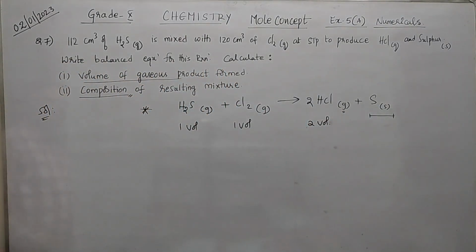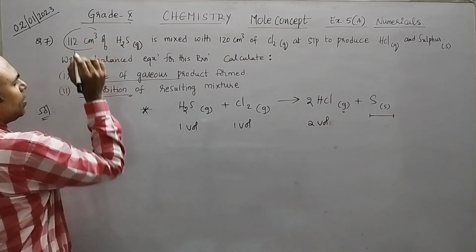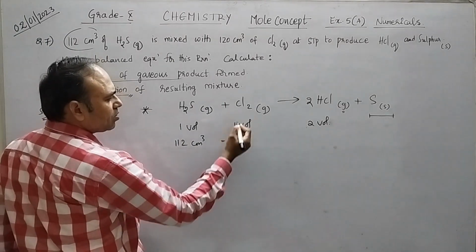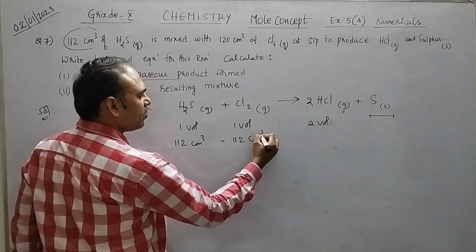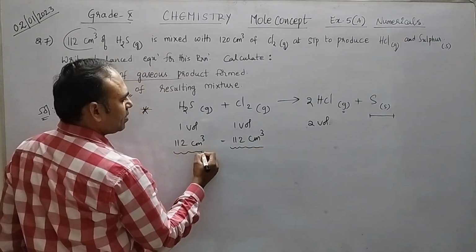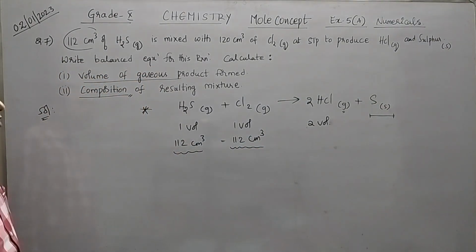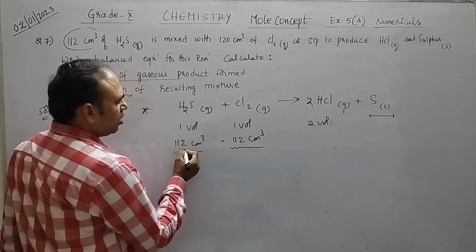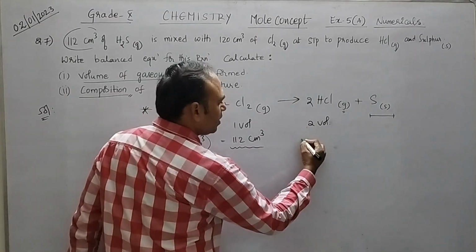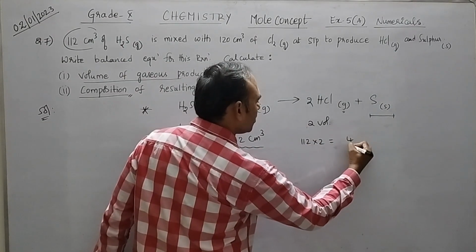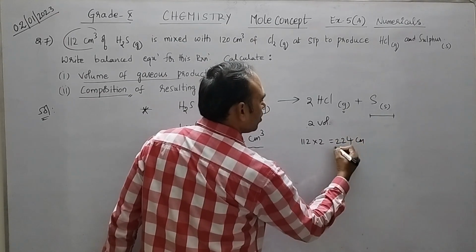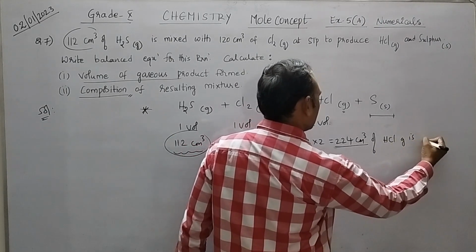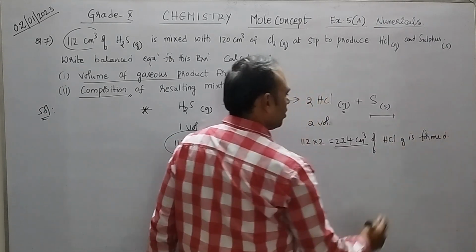Hope you have understood this. If it is 112 centimeter cube of H2S, how much chlorine is required? 1 volume, therefore we need 112 centimeter cube of chlorine. Now very important thing, this is 1 and this is 2, therefore easily you can understand that 1 volume is 112, therefore 2 volumes is 112 into 2, so nothing but 224 centimeter cube of HCl gas is formed.